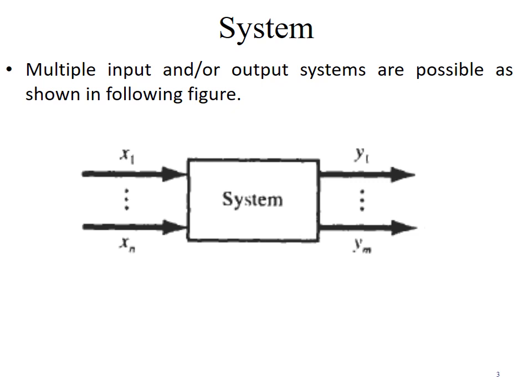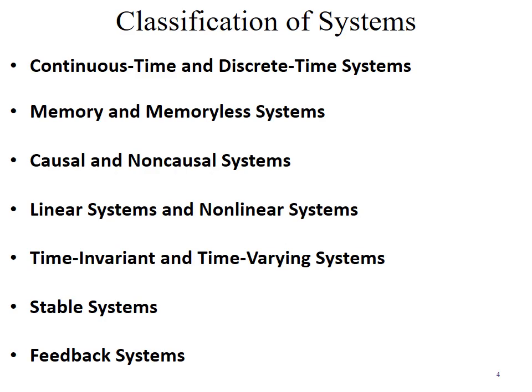Now, a system can have a single input and a single output, but many practical systems have multiple inputs and multiple outputs. For example, the climate control system. In a climate control system, you control the humidity, temperature and the pressure, and so you have 3 inputs in the system and you have 3 outputs. Similarly, there are many systems that exist practically that are called multiple input and multiple output systems.